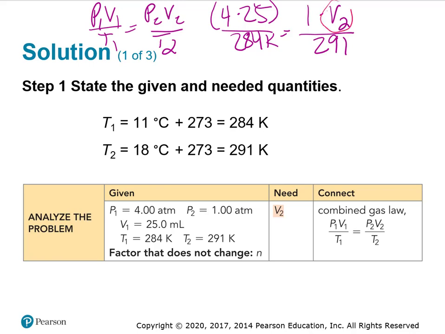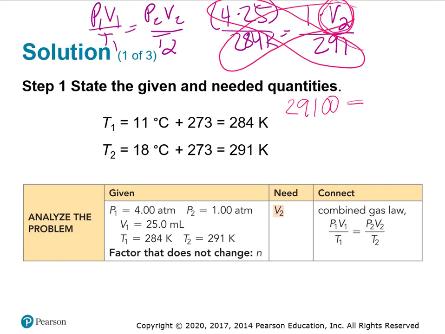I suggest doing the same cross multiplying that we did. We can still do all of these times each other. 4 times 25 times 291. That would give us 29,100. And then that will be equal to 284 times 1 times V2. 284 times 1 is 284. And then we leave the V2. There we go. Now we can divide both sides by 284 to get V2.